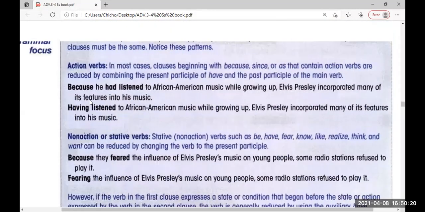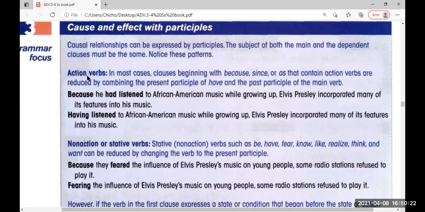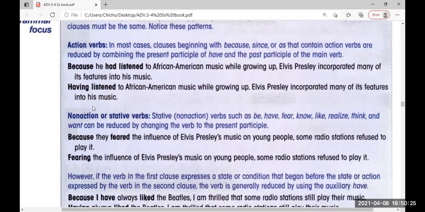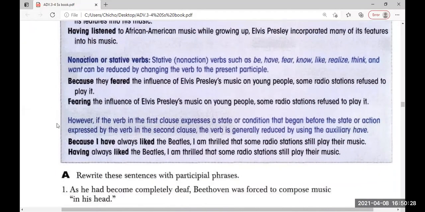¿Ok? Entonces seguimos estas dos reglas. La primera para action verbs, la segunda para non-action verbs. Y aquí dice, pero si tenemos un verbo que empieza primero que el otro, primero que el que tenemos en la segunda parte de nuestra oración, podemos utilizar esta regla con non-action verbs. ¿Ok? Porque like is a non-action verb. It expresses a feeling, right? ¿Ok? Entonces esa es la excepción que podríamos tener con los non-action verbs. ¿Ok?